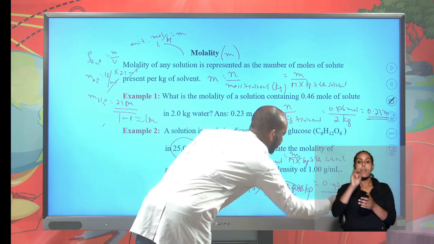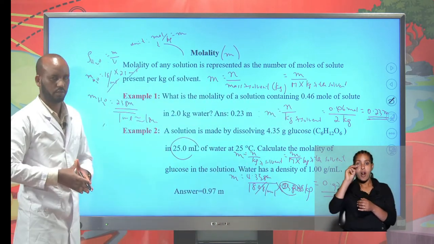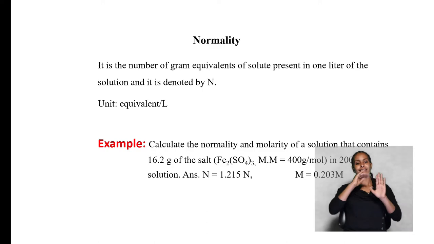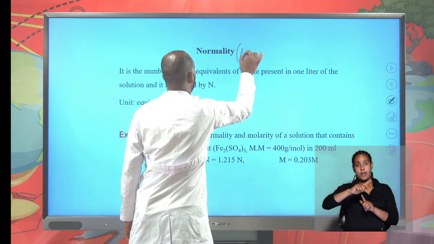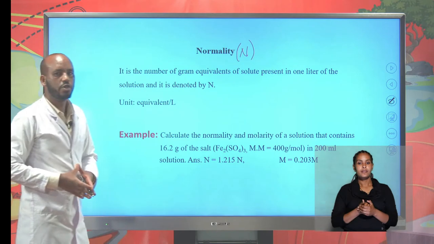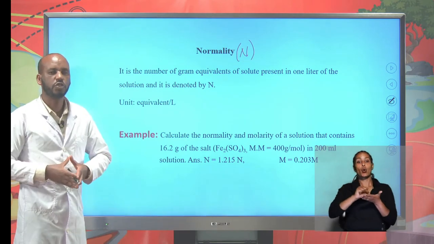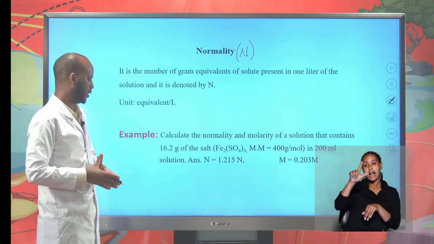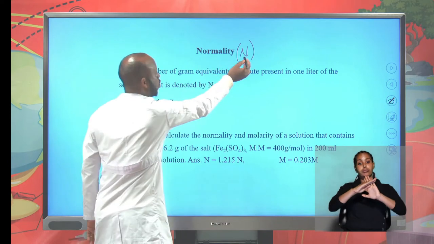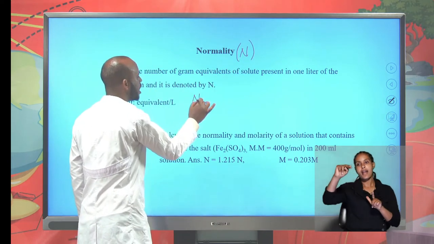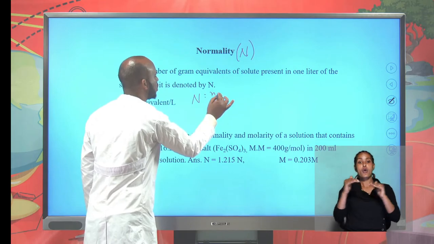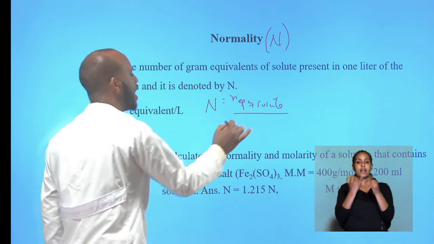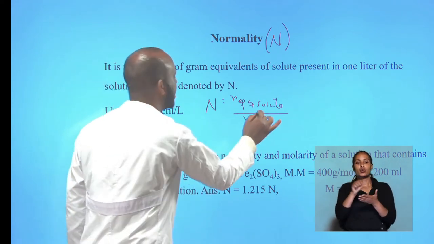0.997 molar is molality of the solution. Normality, denoted by capital letter N. Normality of the solution is the number of equivalents of solute per liter of solution. Normality, denoted by the symbol capital N, equals the number of equivalents of solute divided by the volume of the solution in liter.